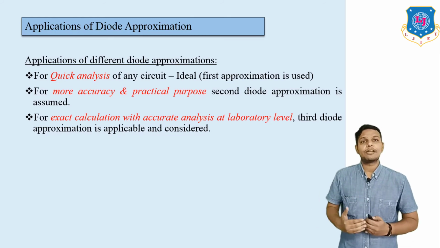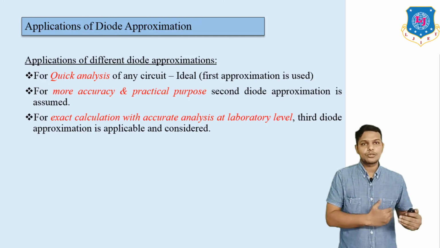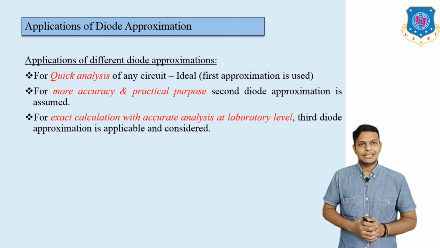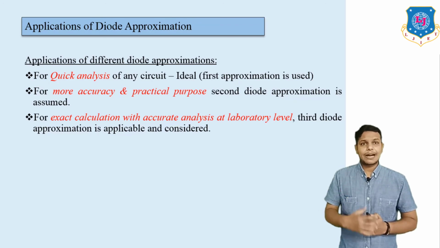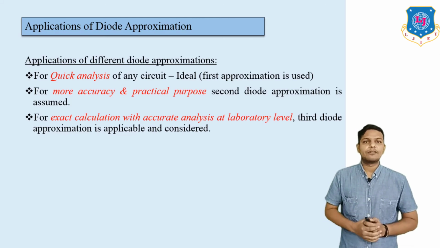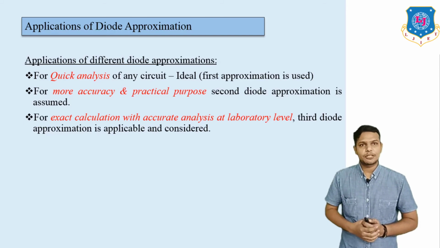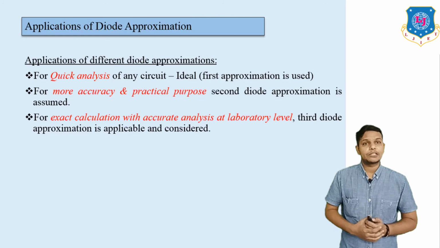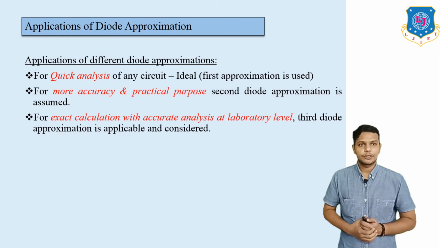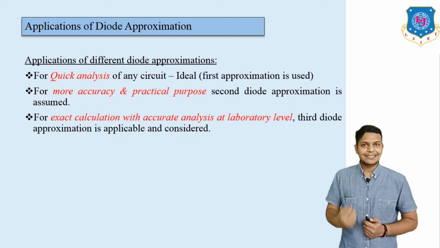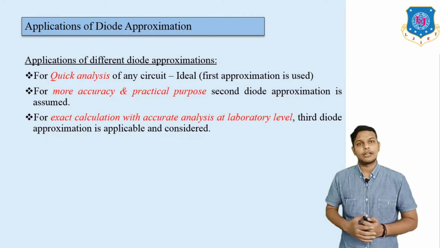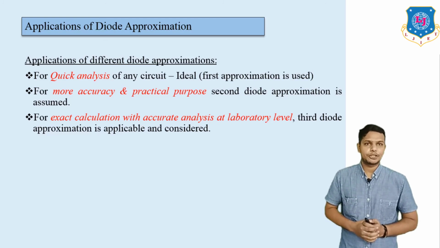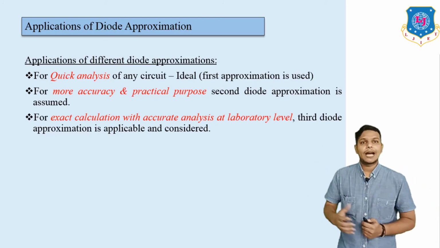So with this example, we can understand why we are using approximations with the diode. Basically, the first diode approximation is the basic level, which means the ideal one. We cannot get perfect information about the diode or circuit. The second diode approximation gives you some more information than the first approximation, like initial voltage, the cutoff voltage, which is 0.7 volts. And if you want exact calculation with accurate analysis at laboratory level, then you have to use the third diode approximation. So this is the application of the diode approximation.